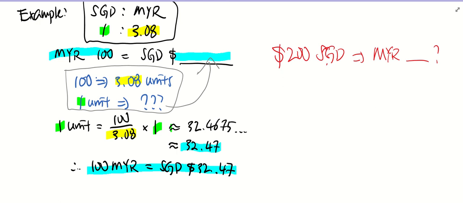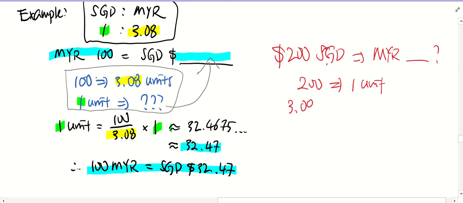Let's do it in the same way as we did for the ringgit part, in case some of you are not too sure. So let's write it down in the same way. $200 is represented by 1 unit of currency because it's Sing dollars. Now, if Sing dollar is 1 unit, how many units is it for ringgit? Well, 3.08 units.